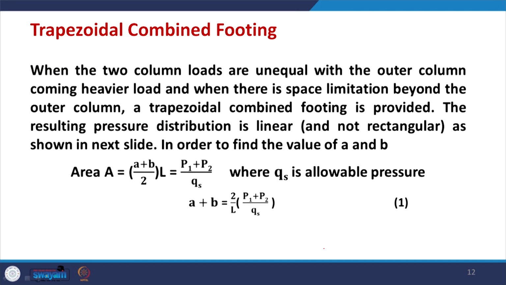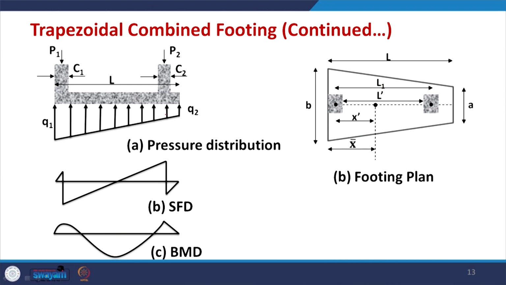Now, when we talk about trapezoidal combined footing, when the two columns are unequal with the outer column carrying heavier load, and when there is a space limitation beyond the outer column, a trapezoidal combined footing needs to be provided. There are so many restrictions. First of all, the loads carried by the columns are not equal, and the outer column where you do not have much space is shown in this slide. Let us say you have two columns, P1 and P2 are the loads carried by these. So, you see that there is a space limitation on the outer column. So, you cannot extend beyond this edge.